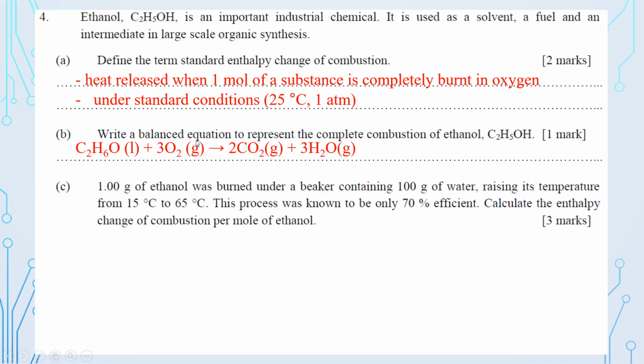So C2H6O plus 3O2 gives 2CO2 plus 3H2O. And then in combustion, the water must be in the form of gas. So try your best to write like that.